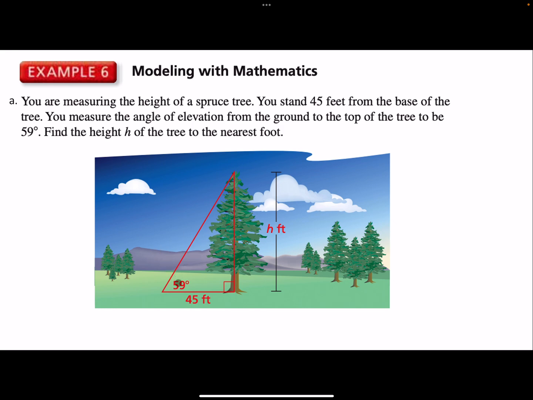Well, if 59 degrees is my theta, my angle of elevation, here's my hypotenuse, which means the height is my opposite side, and 45 feet is my adjacent. If I'm solving for the opposite and I have the adjacent, what trig function can I use to solve for the height of the tree? That's right, I can use tangent. So the tan of 59 is equal to TOA, opposite over adjacent, h over 45. And I can solve that.